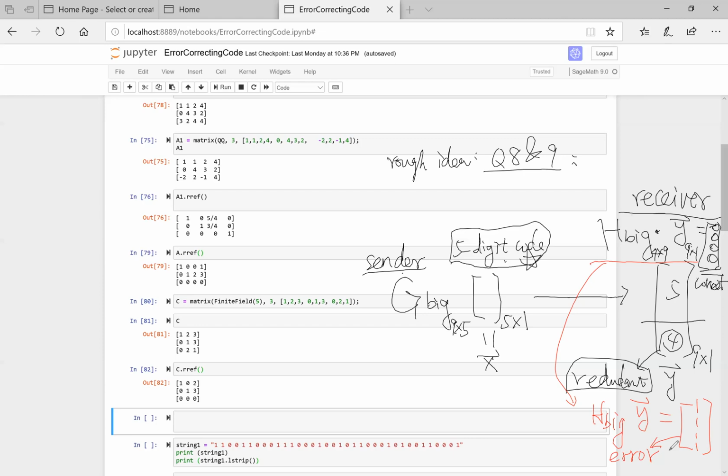Problems 10 and 11 are about the correcting process. Any questions so far? That's a rough idea. Now I will tell you the mathematics behind this. Questions, good.